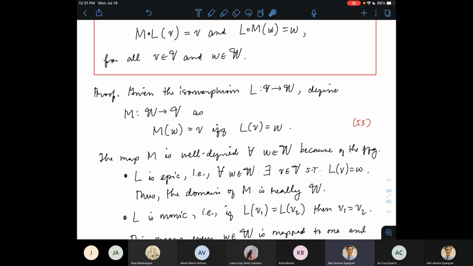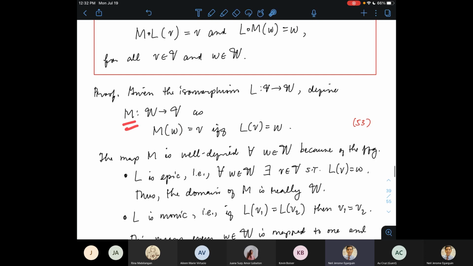Because L is an isomorphism, therefore L is epic, right? So that means for every W in W, I can find a V in V such that L of V is equal to W, right? So I can always find a V whose image under L is equal to W, by L being epic. And because that happens for every W, I can define M of W to be equal to V. And every W will be mapped to exactly one element of V.